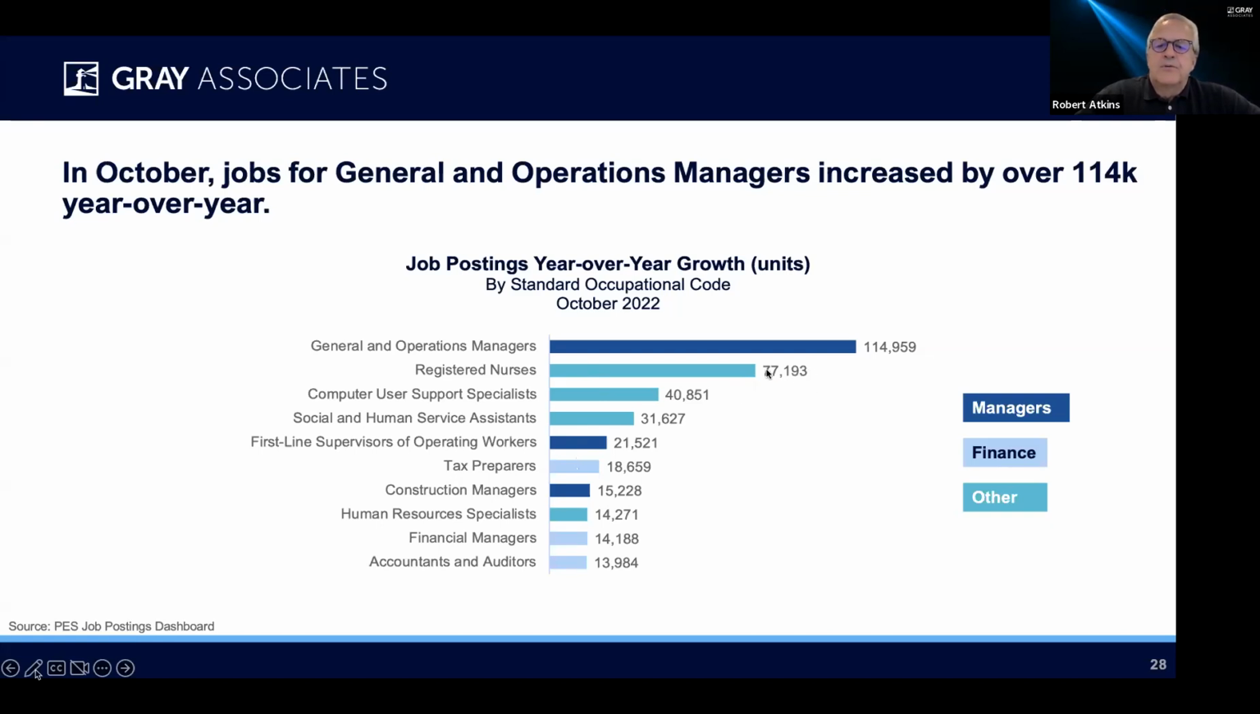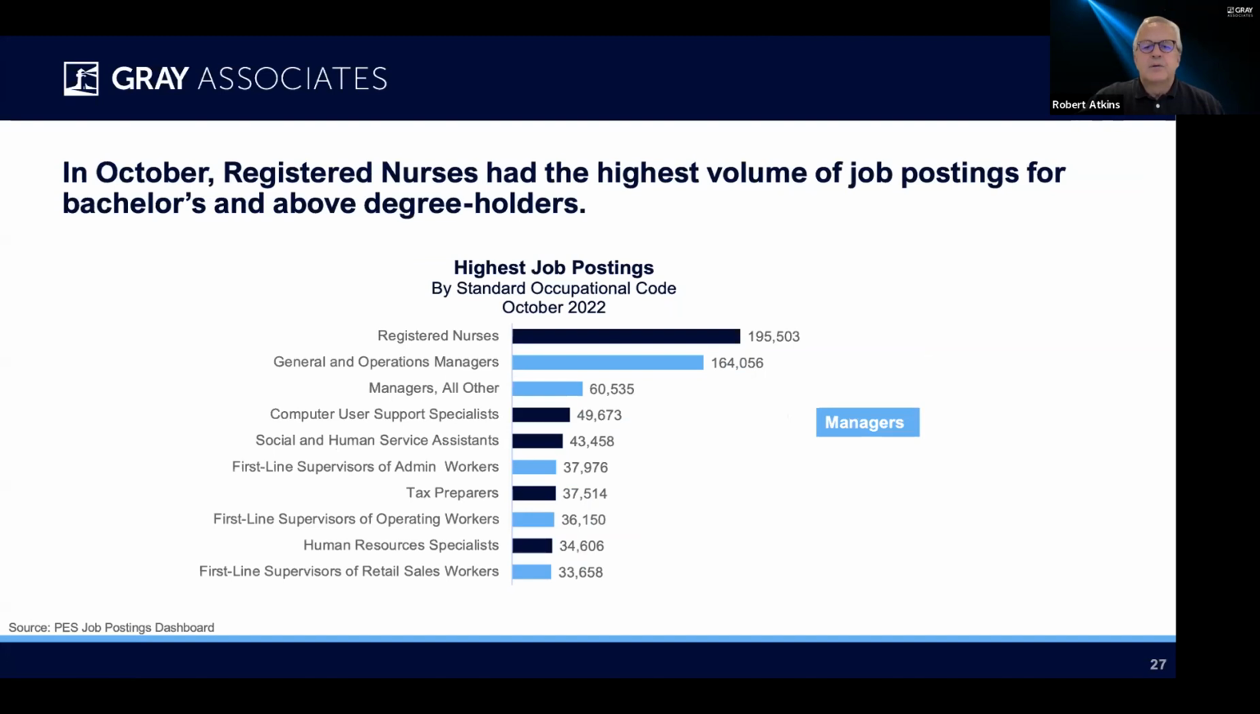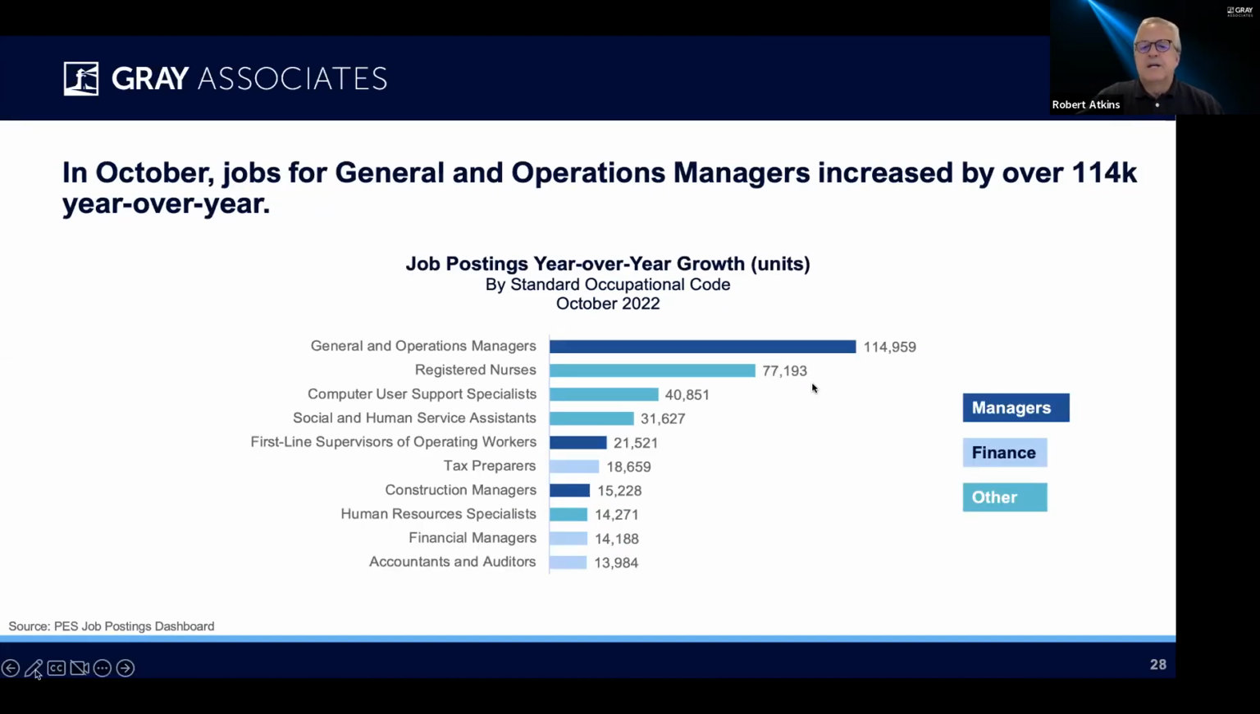Remember, this is unit growth, so you're generally only going to see things on here that are pretty big to start with, but also experiencing unit growth. And when we look back here, for nursing, we had 195,000 job postings, but growth of 77,000. So that not only is very big in terms of job postings, but we've got a third more job postings than we had a year ago. So very rapid growth there, and a lot of difficulty, I suspect, filling those jobs.